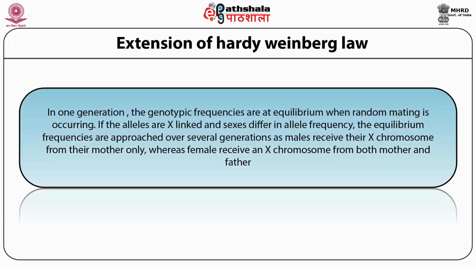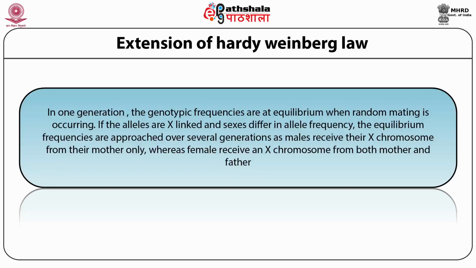In one generation, the genotypic frequencies are at equilibrium when random mating is occurring. If the alleles are X-linked and the sexes differ in allele frequencies, the equilibrium frequencies are approached over several generations, as males receive their X chromosome from their mother only, whereas females receive an X chromosome from both mother as well as father. For genes with multiple alleles, the Hardy-Weinberg genotype proportions are obtained by expanding a multinomial expression.